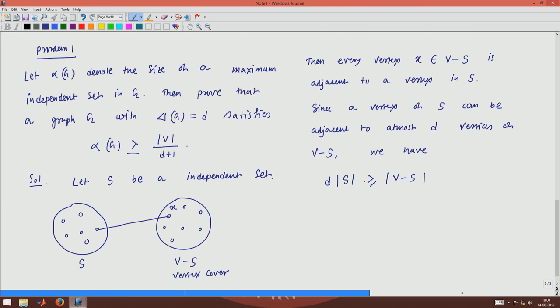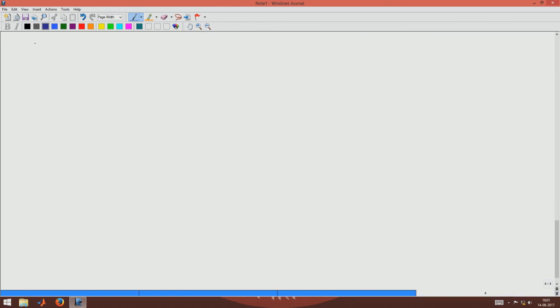And also because every vertex here is adjacent to a vertex in S, there will not be any vertex left out without a neighbor in S. So, that is why this condition is true, and this implies that the cardinality of S is greater than or equal to cardinality of V minus S by d. Okay. So, we proved this problem and next we talk about another problem.